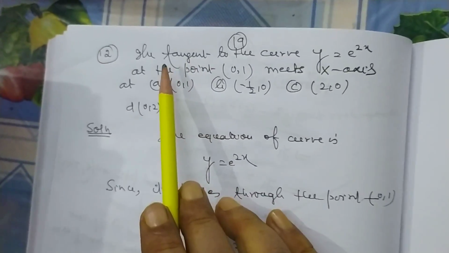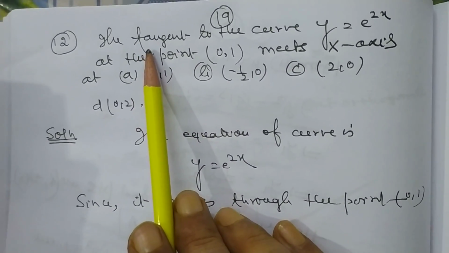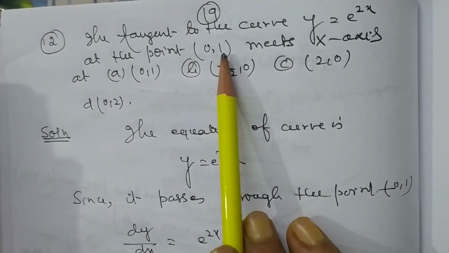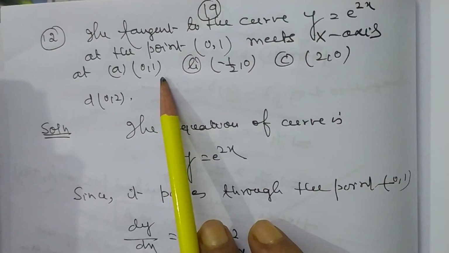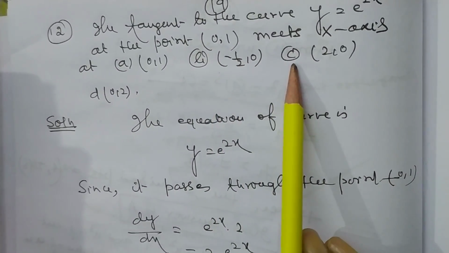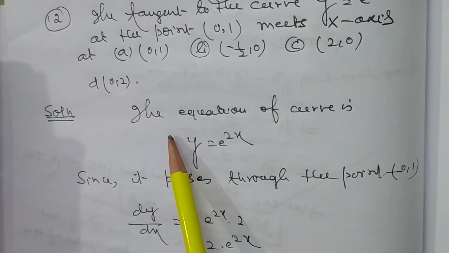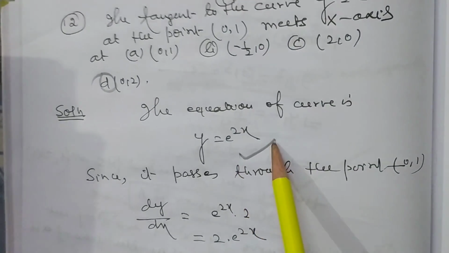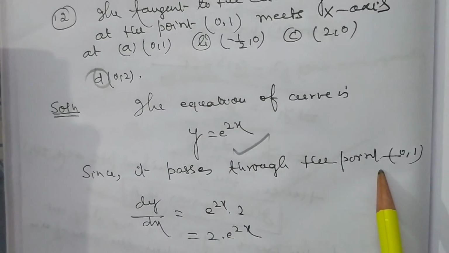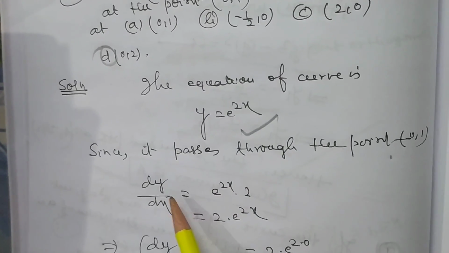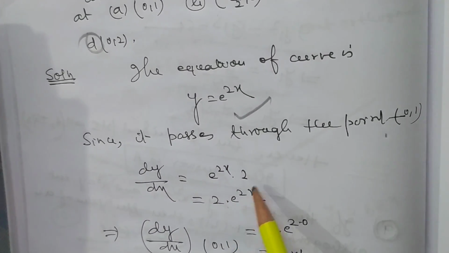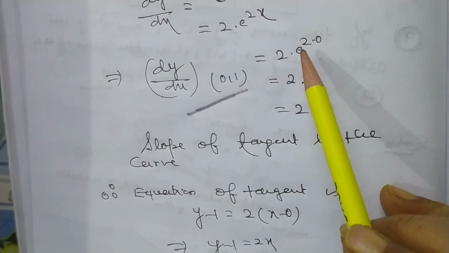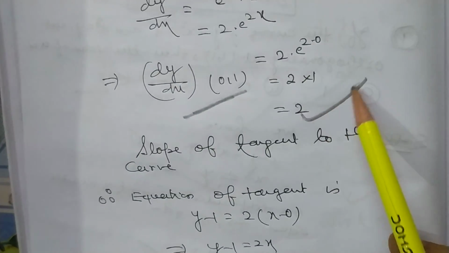Now my dear student, we want to discuss problem number 12. The tangent to the curve y is equal to e to the power x at the point 0, 1 meets the x-axis at a 0, 1, b minus 1, 2, 0, c 2, 0, d 0, 2. The equation of the curve is y is equal to e to the power 2x. Since it passes through the point 0, 1, dy by dx of this is e to the power 2x into 2, that is 2 into e to the power 2x, and dy by dx at 0, 1 is 2 into e to the power 2 into 0, that is 2.